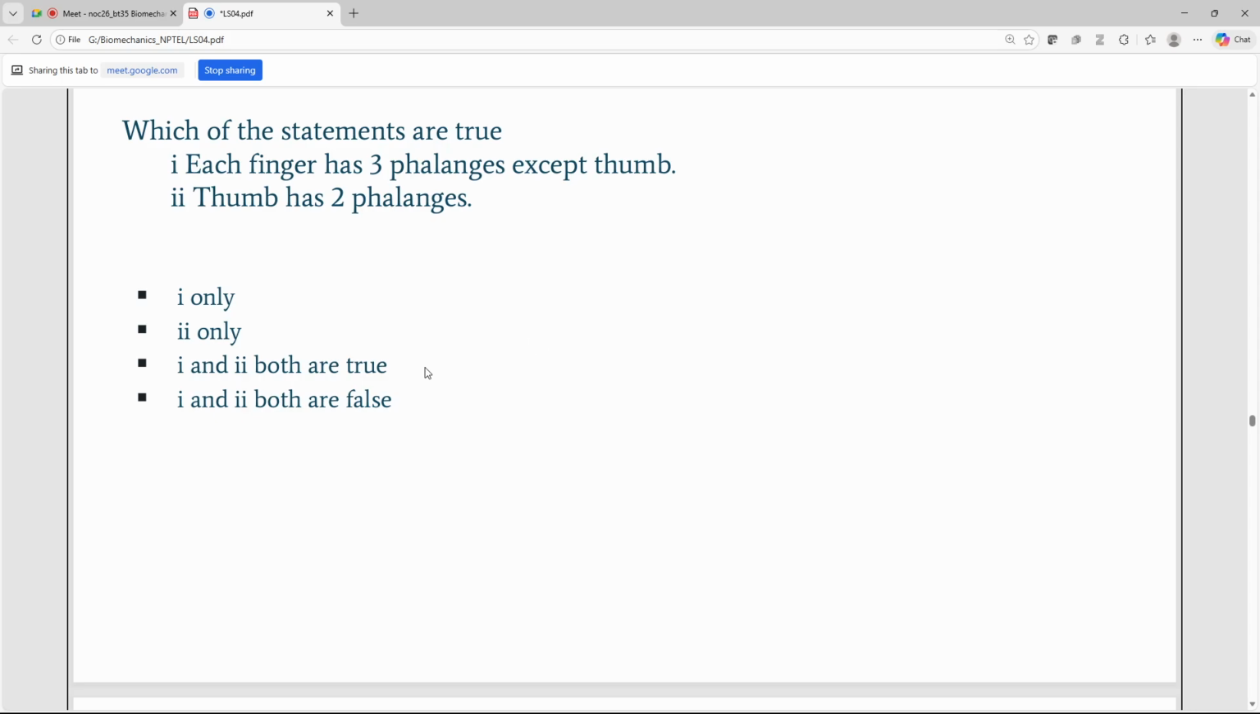Yes, option C, that is both statements are true. Each finger has 3 phalanges except for the thumb, and the thumb has only 2 phalanges. So our answer is option C, which is both the statements are true.